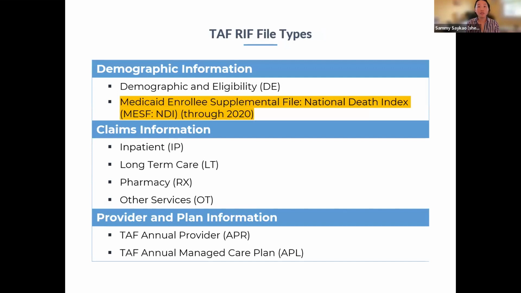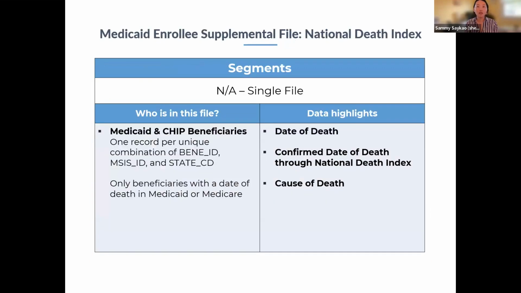Now we'll dig in a little bit into the MESF NDI. This file contains death information on beneficiaries. I do want to say that it's unique from the TAF DE, which also contains death data. The NDI file is sourced from death certificates. It's a data set that's managed by CDC, and it includes cause of death. Note that this file isn't on the same update timelines as TAF DE and claims. It's actually updated sporadically, and so at this point in time, it's available up to 2020.